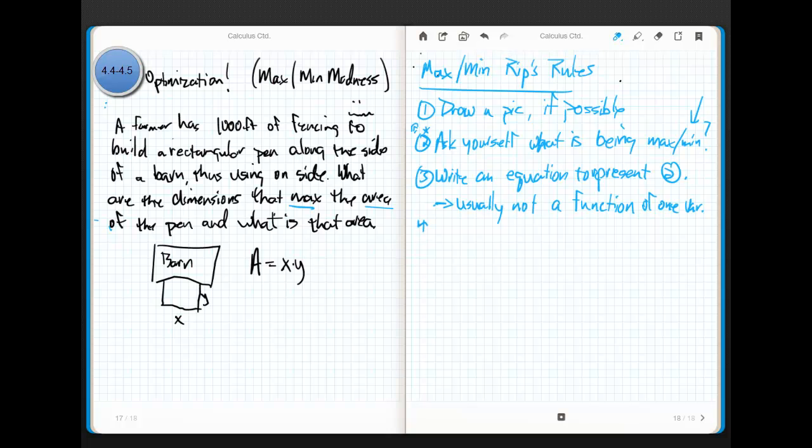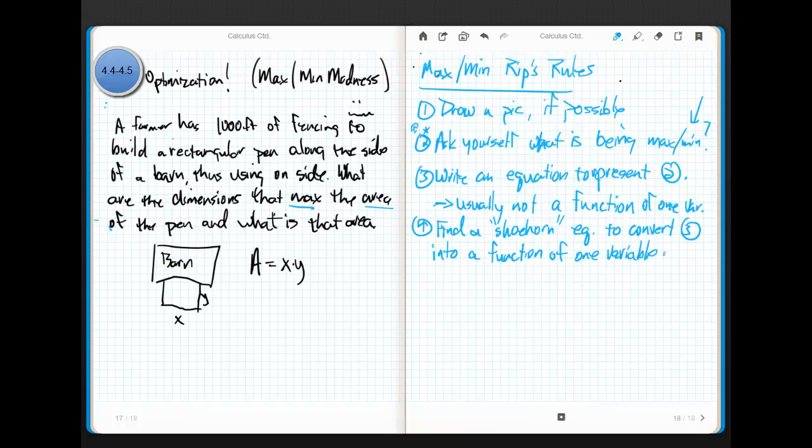Now that brings me oh so gently to what I refer to as a shoehorn equation to convert part 3 into a function. I can't write f of x because in this case it's going to be either A of x or A of y, a function of one variable.